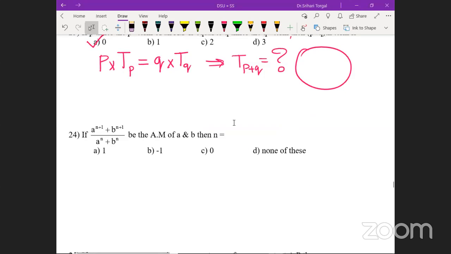Question number 24. If a power n plus 1 plus b power n plus 1, divided by a power n plus b power n, is the AM of a and b, then n is equal to? Okay, that is a standard result. You have to remember, Sanjay. If p times tp equals q times tq, then the p plus q term is 0. If you remember that, it will be easy. Otherwise, you have to apply the formula and simplify.